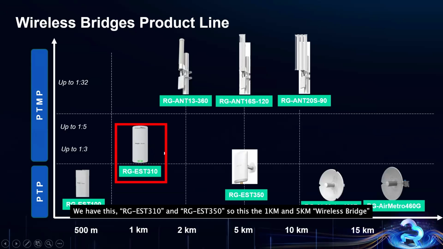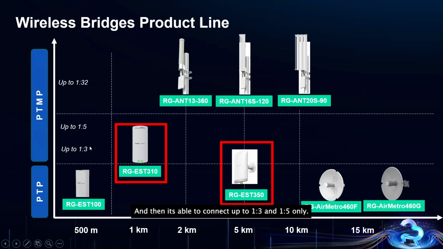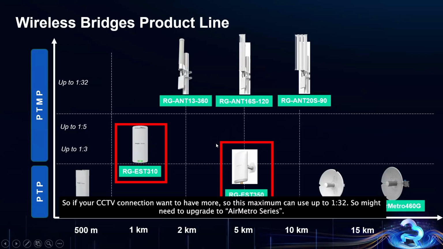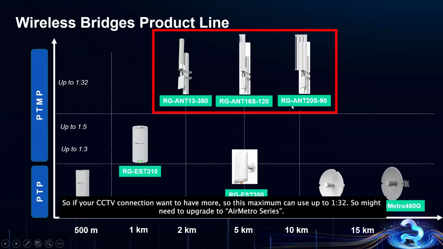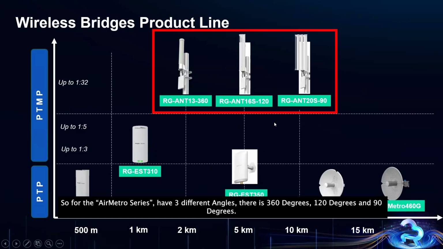EST310 and also EST350. These are 1 kilometer and 5 kilometer wireless bridges, and they are able to connect up to 1 to 3 and also 1 to 5 only. In a CCTV scenario we might need more, so we can go beyond 1 to 5. Our maximum goes to 1 to 32, so you might need to upgrade to this AirMetro series. For the AirMetro series we have three different angles: 360, 120 and also 60 degrees.